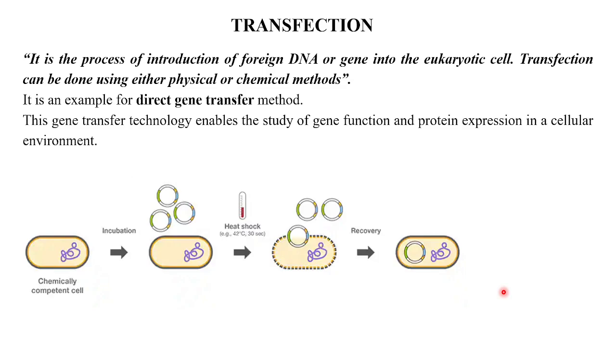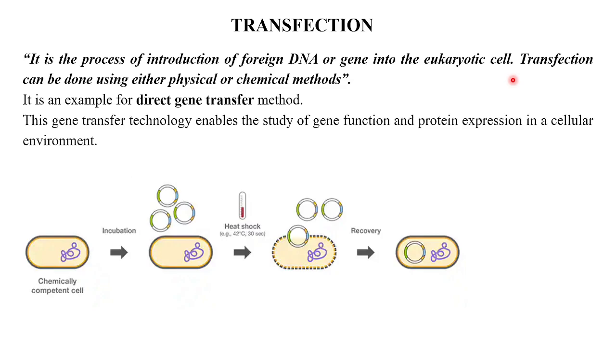Next, let us try to understand transfection. So what is transformation? Transformation is a method where you are going to introduce DNA into the bacteria. Then what is transfection? What is the difference between transformation and transfection? Transfection is the process of introduction of foreign DNA or gene into the eukaryotic cell. So this is the difference, right? In transfection, we are going to introduce the gene of our interest into the eukaryotic cell like a plant cell or animal cell.